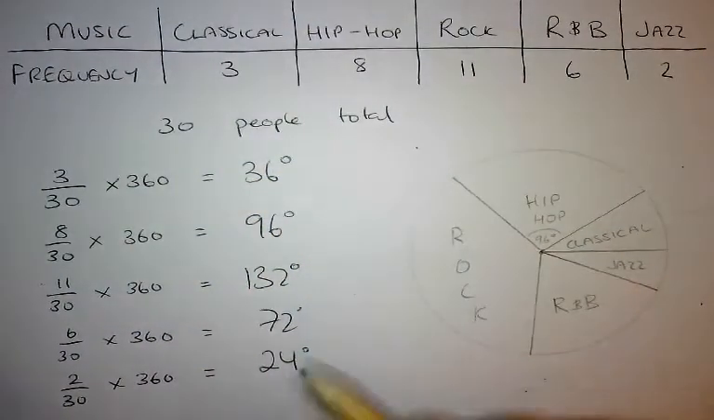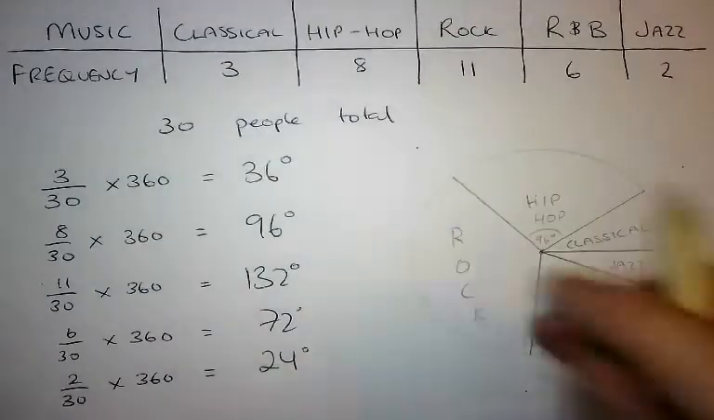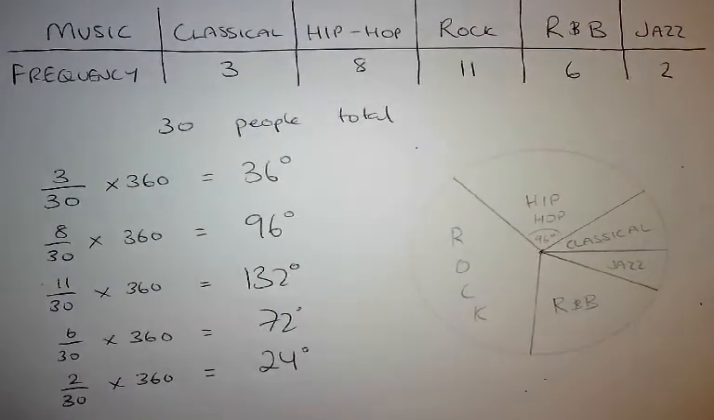Quick check is to just add them all up till they give you 360. And once you're done, just plot it. And that's it for creating a pie chart.